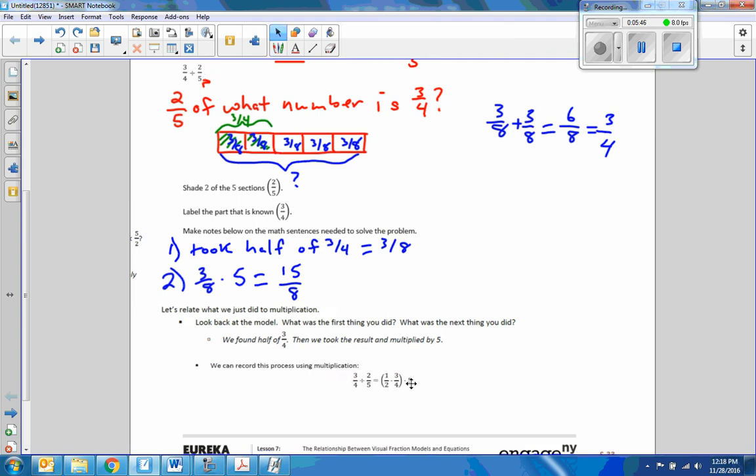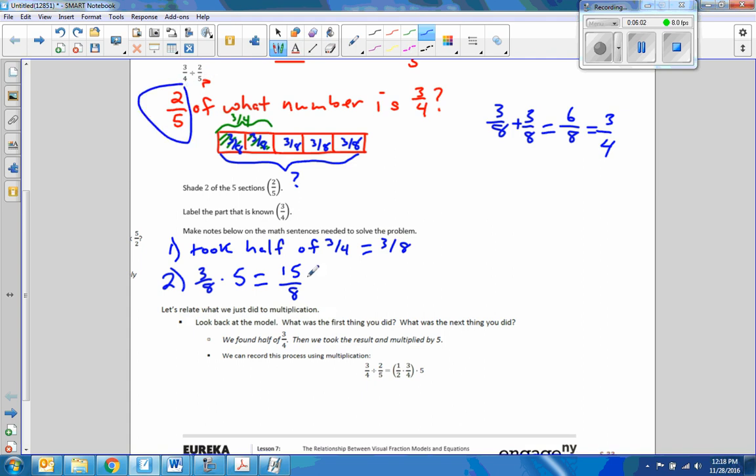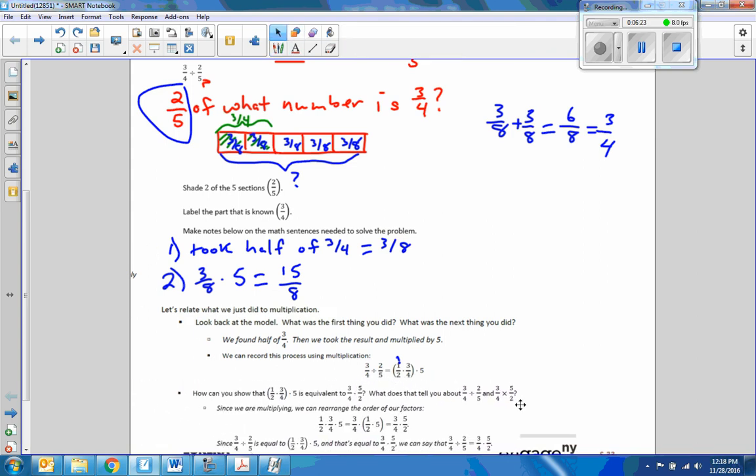The next step says we can record this process using multiplication. So 3/4 divided by 2/5 equals 1/2 times 3/4 times 5. So we had the fraction 2/5 right here. So we took the numerator and called it a half. And then the denominator and made that a 5. So we divided by the numerator and multiplied by the denominator. Okay? Then what we're actually doing is this step.